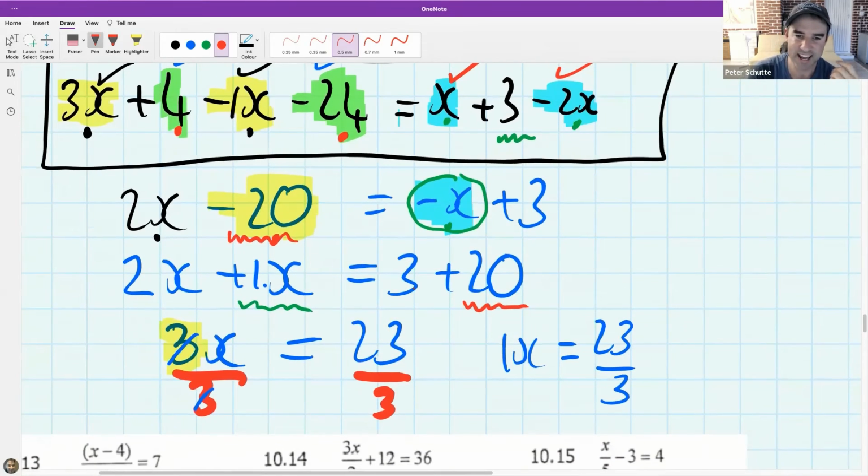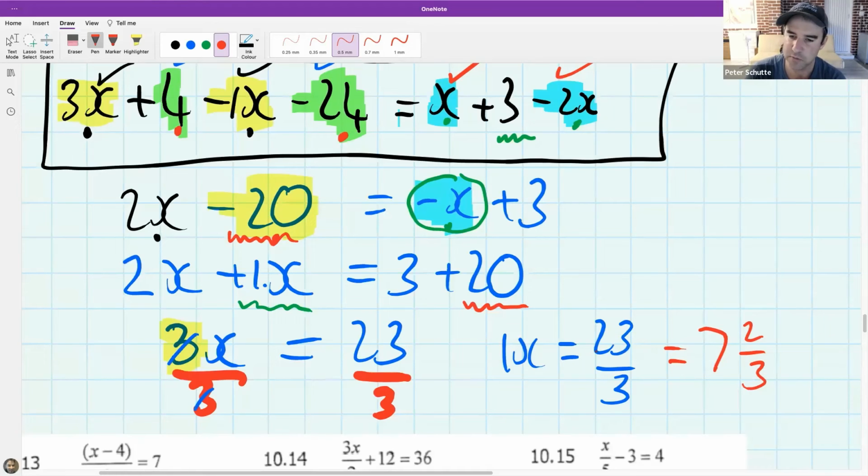Then I have to collect the 3 and the 20 to give me 23, and the 2x and the 1x to give me 3x. The last step is I divide both sides by 3 because of the 3 in front of the x. And if you put it into your calculator, you would get 7 2/3.